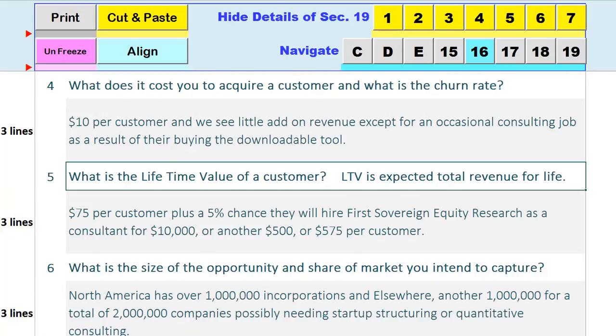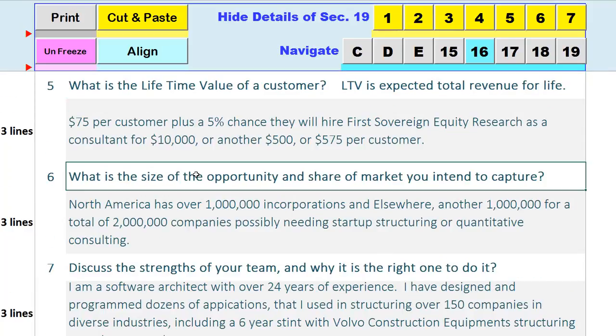Let's go down a little further now. What is the size of the opportunity and share of market you intend to capture? Well, again, people are looking for these billion-dollar markets, and it would be nice to say you're going to capture 100% of that market, but that's always crazy. If you can get 3 or 4% of a large market, that could be a very significant number of dollars, and later you could acquire more and be the front runner.